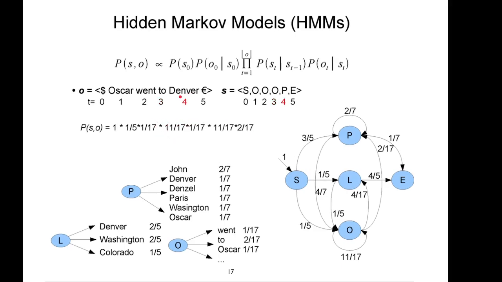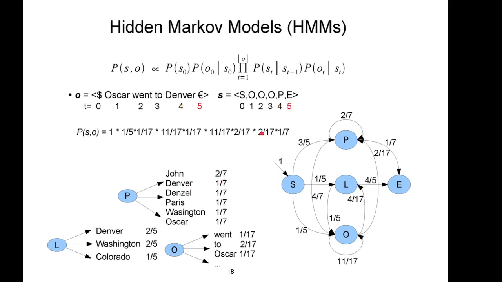So something similar happens for Denver. Now we're going from other to P. So other to person is, I think, 4/5. That's this arc over here. And in person, to observe Denver has a probability of 1/7. So 2/17.